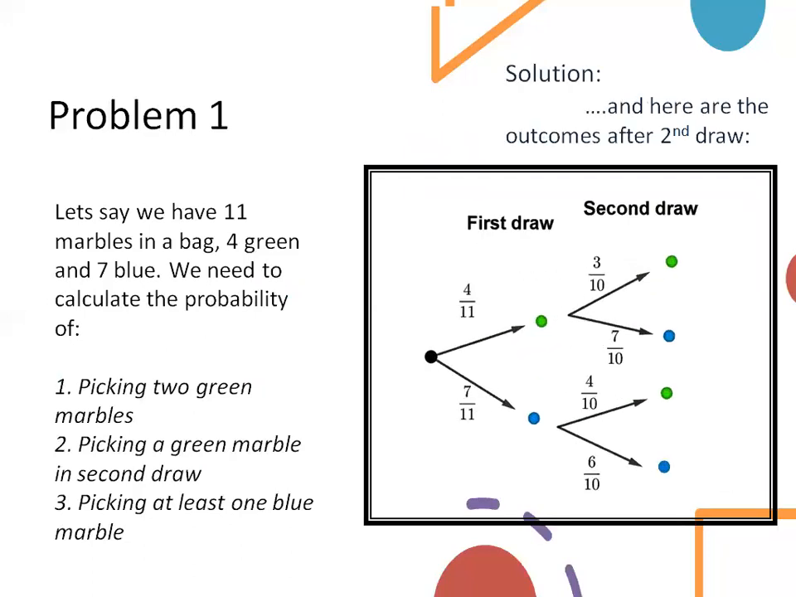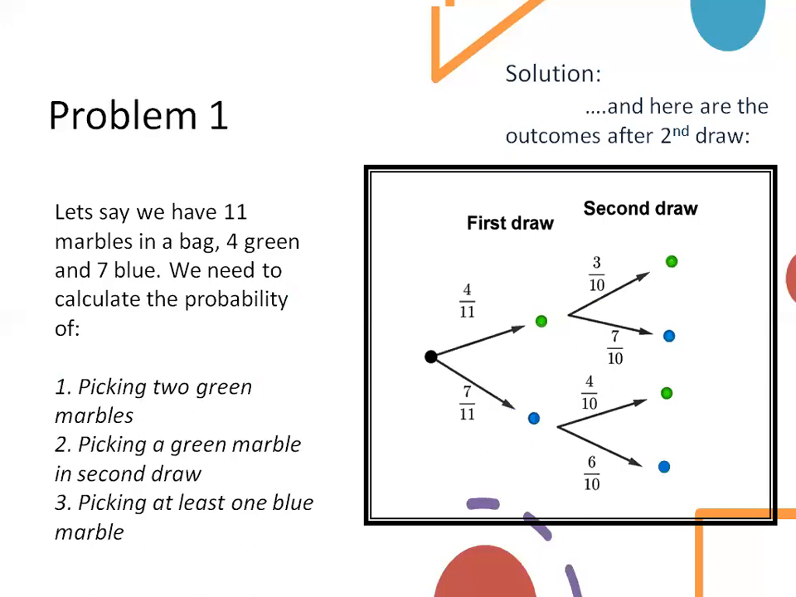Now, the second draw has happened. We have taken out another marble. After the first draw, we definitely have 10 marbles left in the bag, right? It doesn't matter what we picked in the first draw. In the second one, we can still pick a green or a blue marble.